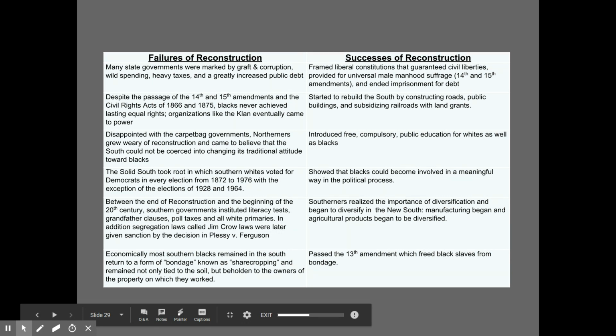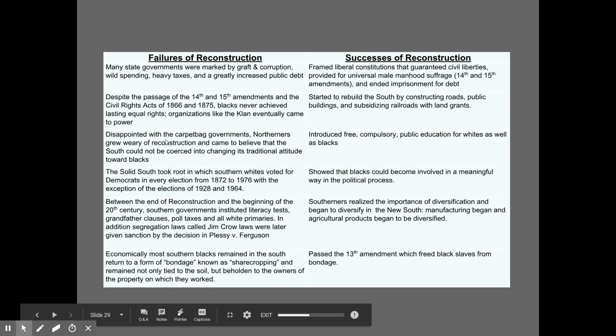Hiram Revels in Mississippi also becomes a senator, and this bridges the gap between these two guys, Bruce and Revels, going all the way to Barack Obama, who becomes senator of Illinois and later president of the United States. All in all, we eliminate slavery, right? So the word slavery can be taken out of discussion going forward. However, there are a lot of failures.